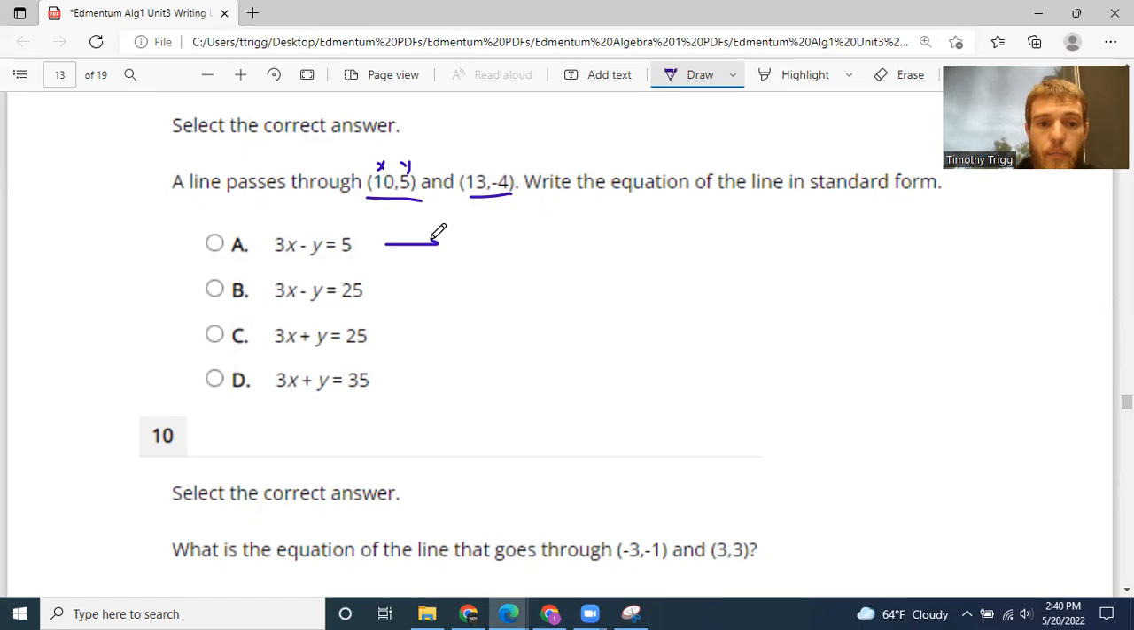Well, let's check. So again, I'm replacing x and y with 10 and 5. So this is 3 times 10, replacing the x with 10, minus 5, replacing the y with 5. And I want to see, does that equal 5? So this would be 30 minus 5. Well, that does not equal 5. So this one's definitely not correct. The one that is correct will give you a true solution for this and for this. So find out which equation would work for both of these coordinate points.